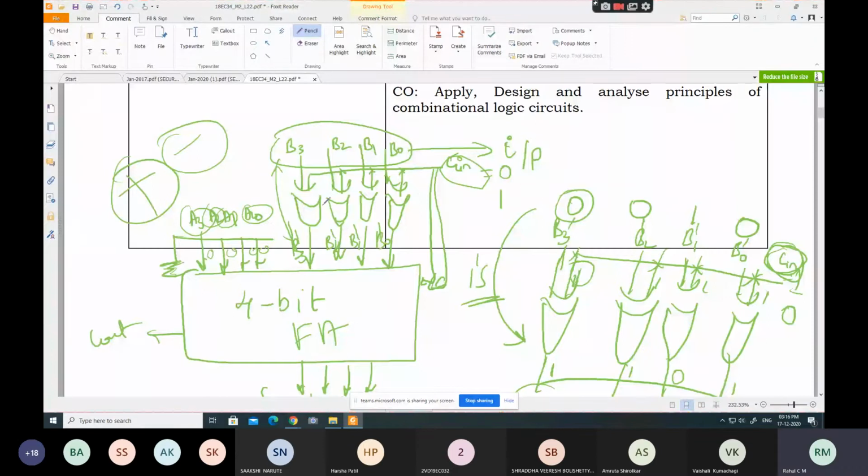So if Cin is 0, the full adder will be acting as a 4-bit adder. Is that point very clear? Yes, sir. If Cin is 1, then the same full adder will be acting as a 4-bit subtractor. Why a 4-bit subtractor? Because subtraction is nothing but 2's complement addition.